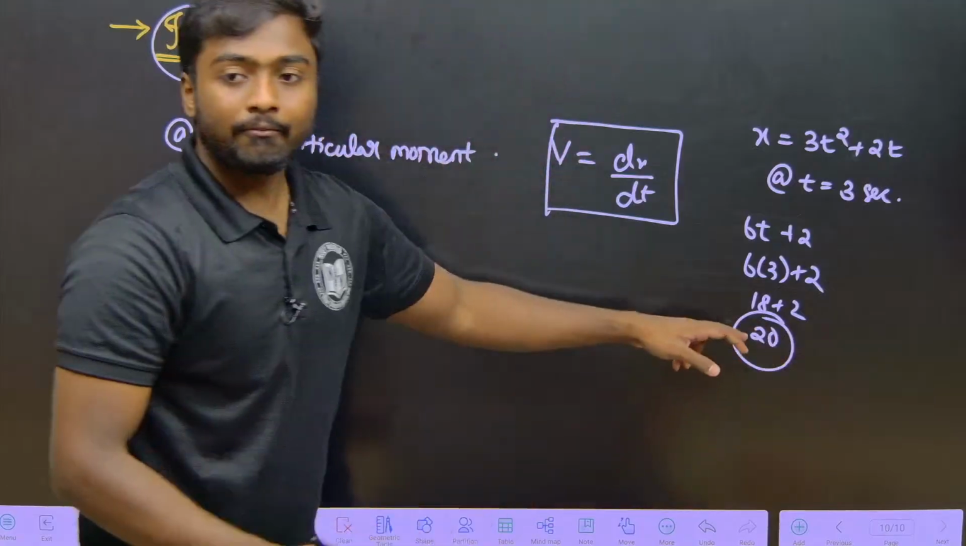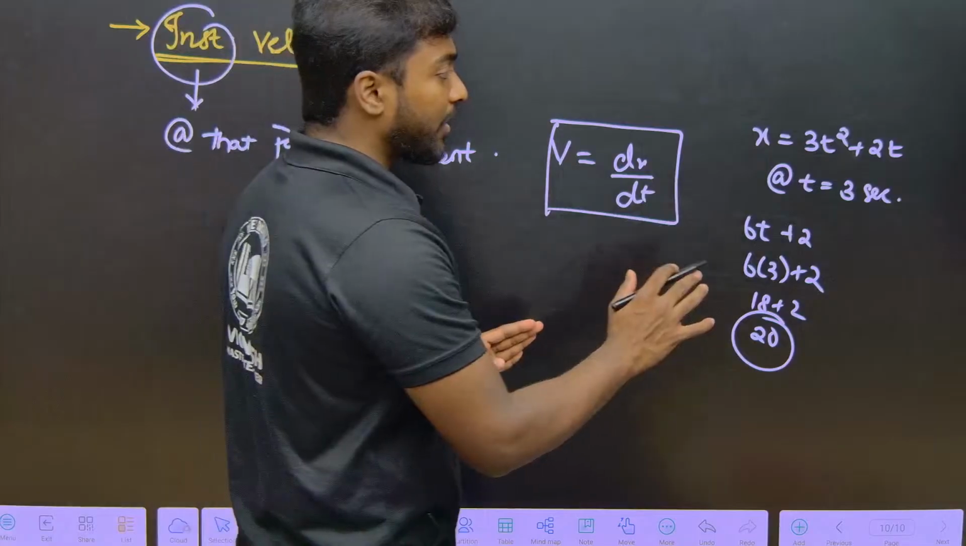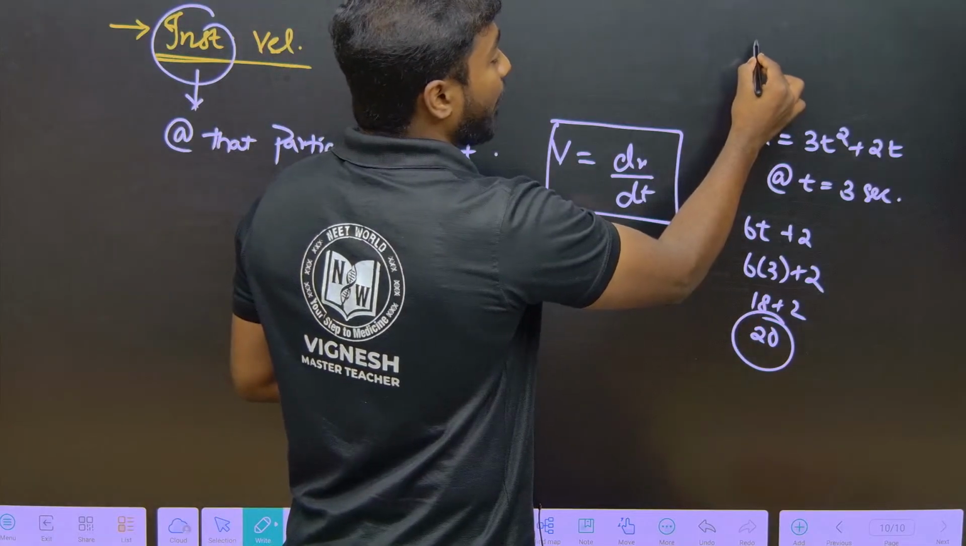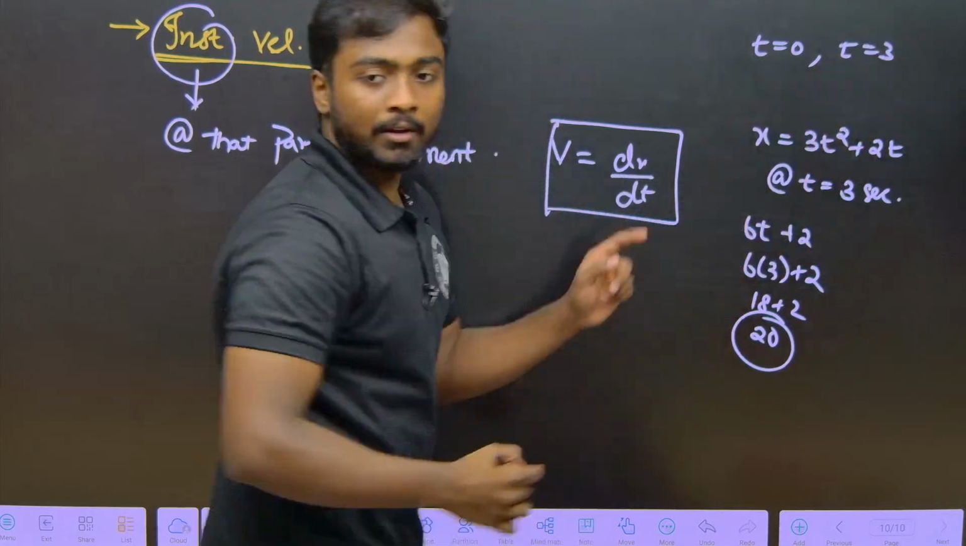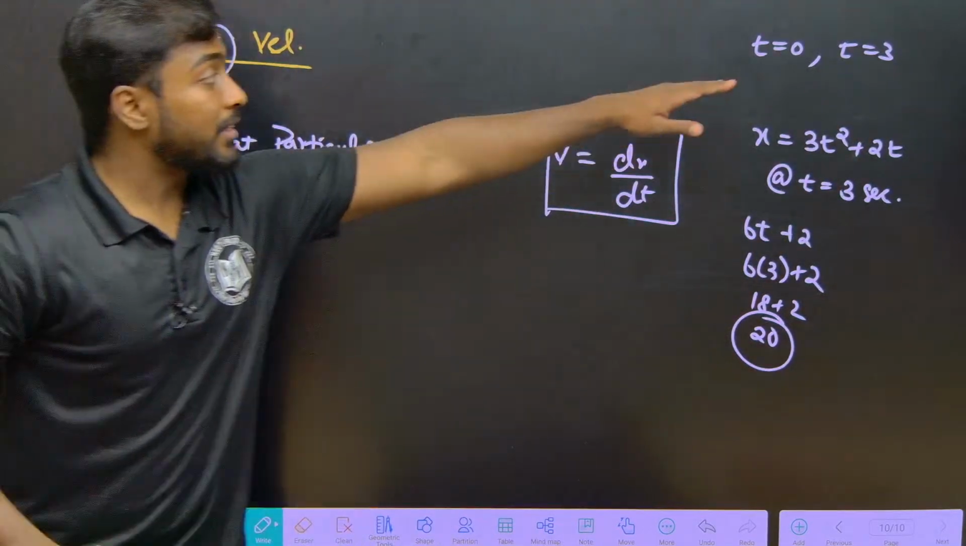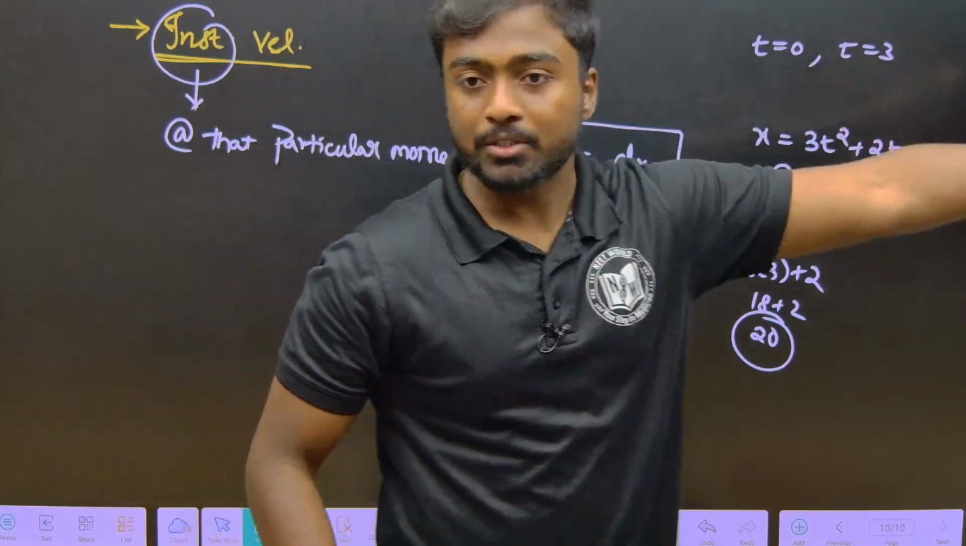This is the velocity at that instant. Suppose the same equation is given. What is the velocity of the object travelled from t equals 0 to t equals 3? Can you do this one? They are asking about the average velocity, t equals 0 to t equals 3 seconds.